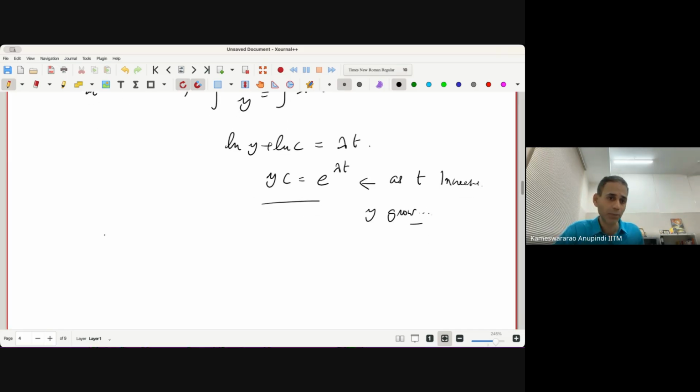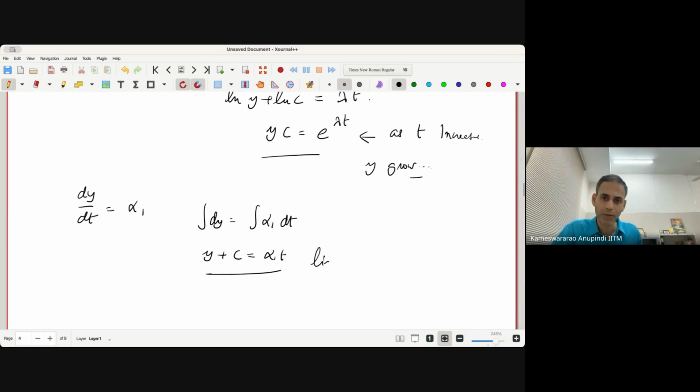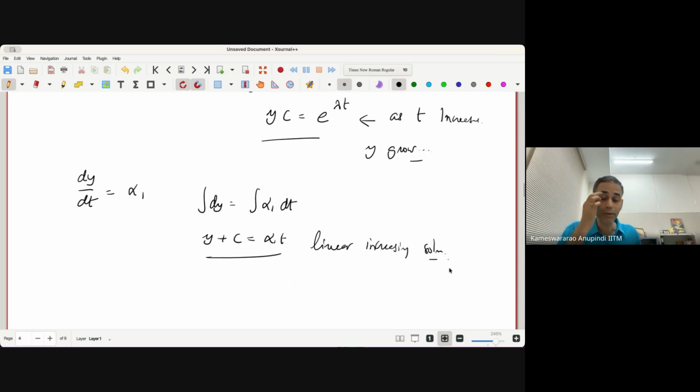But instead, if I were to keep only, let us say, dy/dt equals alpha 1, then this is simply the integral of dy equals the integral of alpha 1 dt. So y plus c equals alpha 1 t. So this is basically just a linearly increasing solution, which is not that much of a problem.